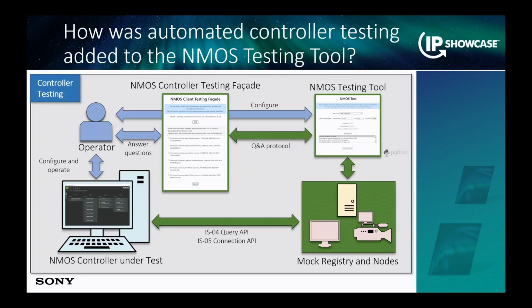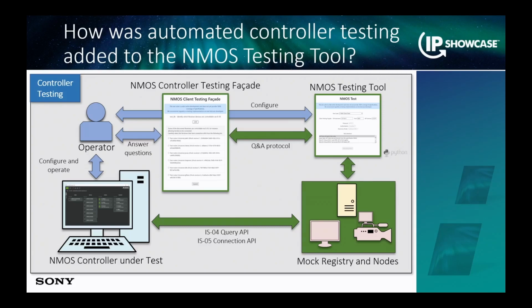So the testing tool is validating the whole operation in two ways. It's checking the query API and connection API operations are being carried out correctly by the controller using this green line at the bottom, and it's also checking the answers provided by the operator are correct using the green Q&A protocol line at the top there.